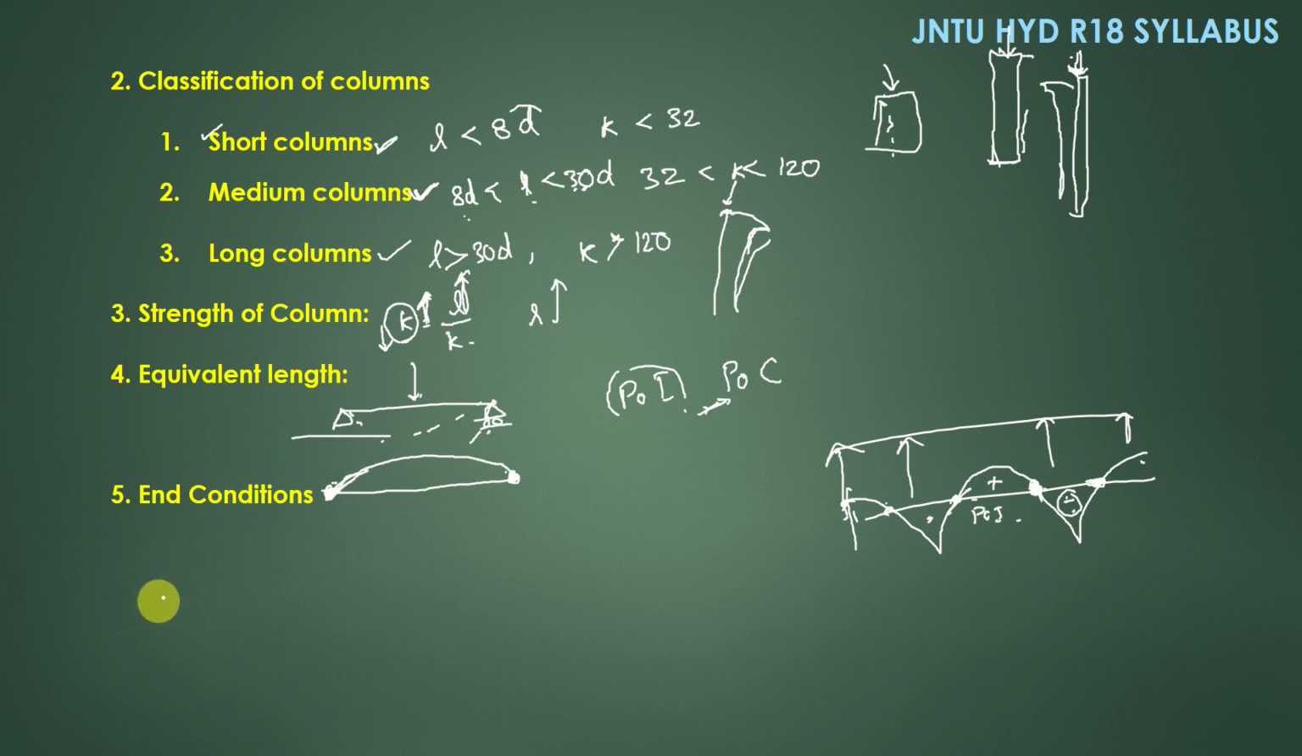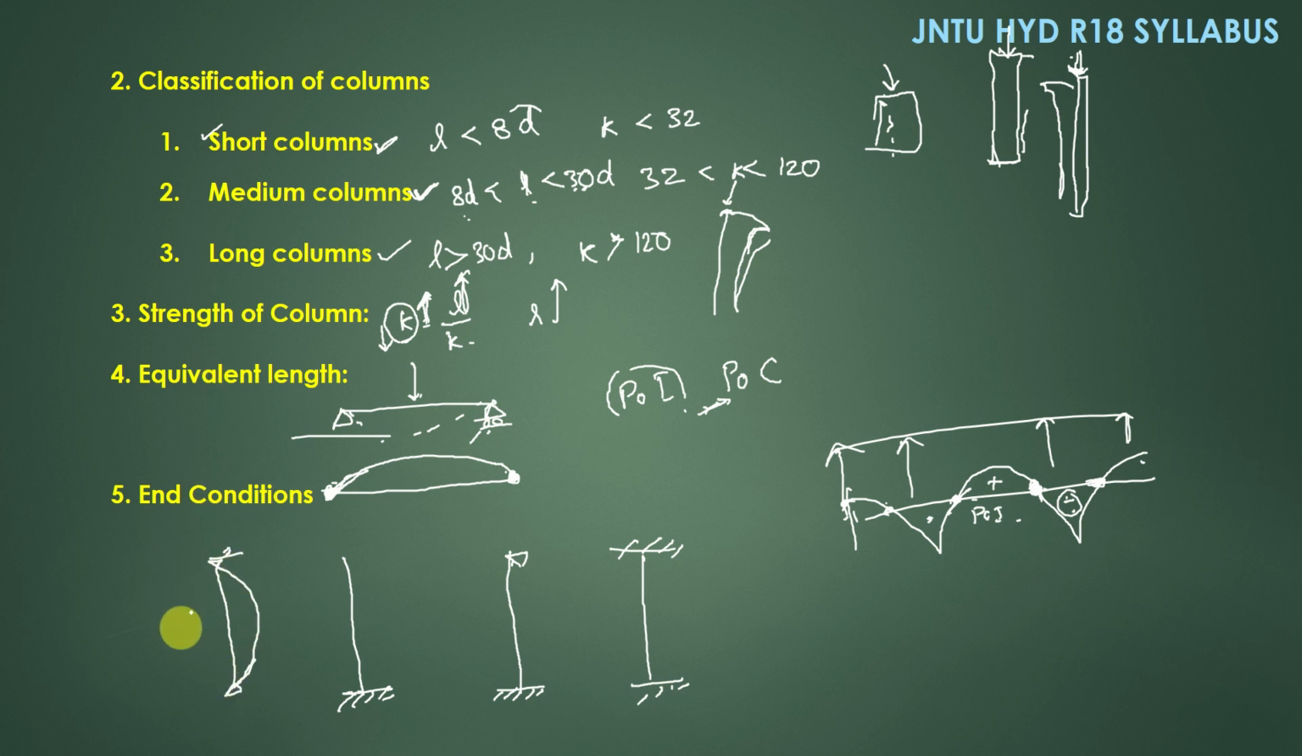End conditions. We have to consider 4 end conditions. One is both ends hinged. Another is one end fixed, other end free. Another is one end fixed, other end hinged. And another is both ends fixed. These are the 4 conditions we have to consider, along with the equivalent length for each. Generally the bending profile will be like this, and the equivalent length will be equal to the unsupported length of the column.